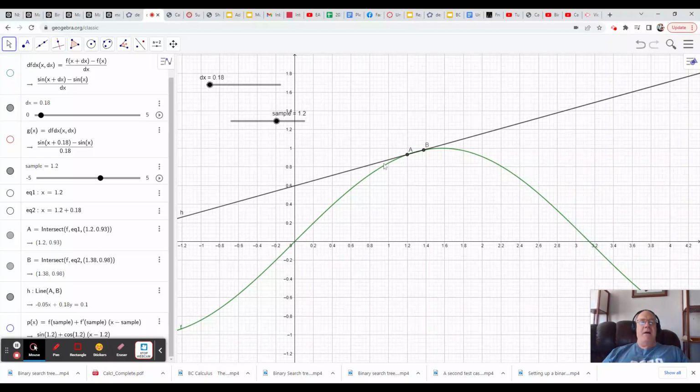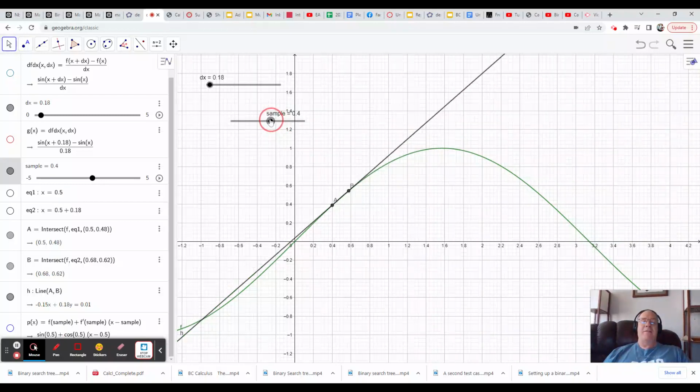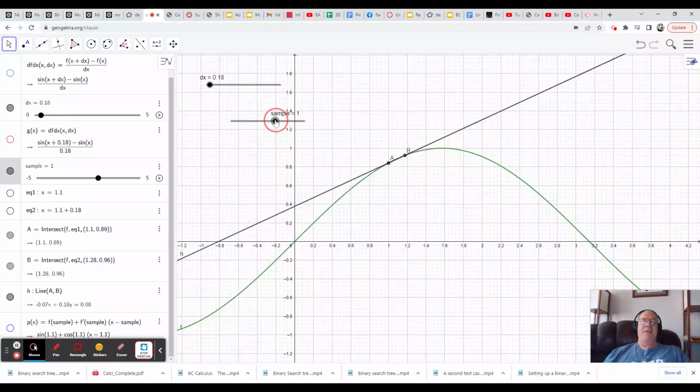And we have an approximation to the tangent, which is given by the line that passes through point A and point B. Point A and point B are at a sample point, and I can move that sample point around. So it moves along, sort of like a little skier going up and down the hill. The skis kind of shift position.